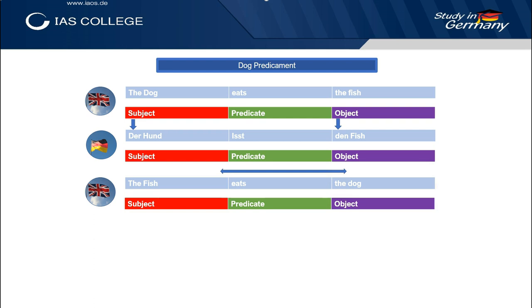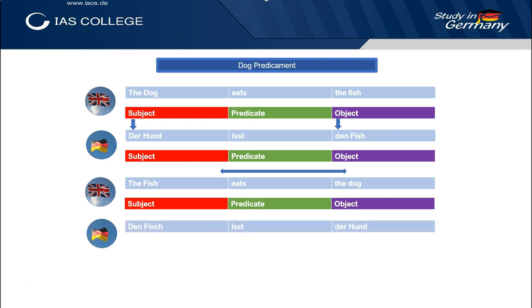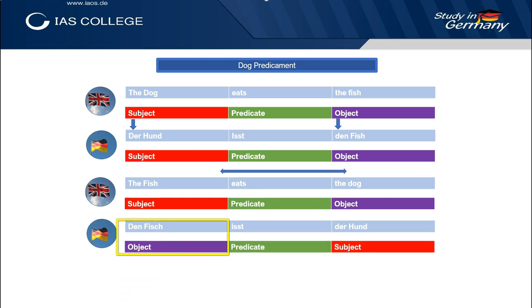This is why I called this video the dog predicament. But this predicament only causes pain for the canine in the English language. Because if we do the same thing with a German sentence, we receive this. Den Fisch isst der Hund. Something very peculiar has happened because the fish is still the object and the dog is still the subject.